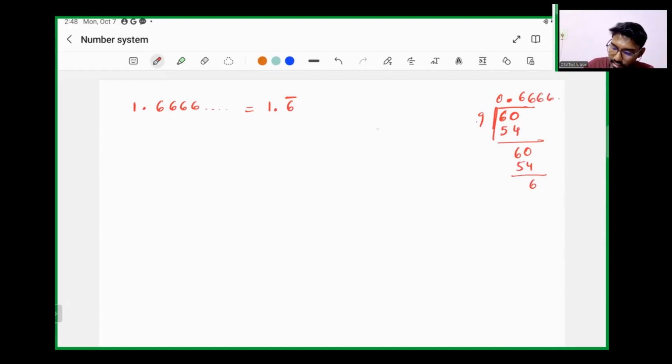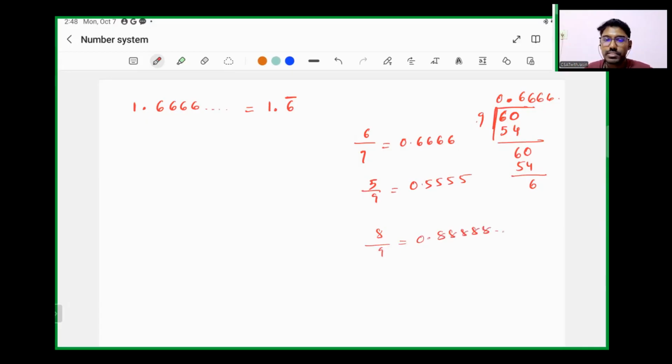So just understand that 6 by 9 is equal to 0.6666. 5 by 9 will be equal to 0.5555 like that. Okay. 8 by 9 will be equal to 0.8888 like that. So this is one thing that you need to understand.